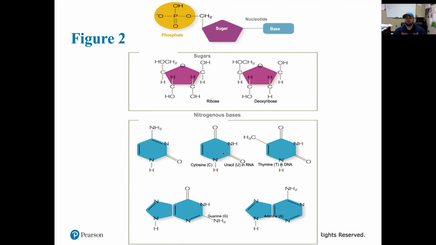Now the pairing is still the same. So cytosine and guanine pair, they match, and then in DNA, adenine and thymine match. Or if you're looking at RNA, you have adenine and uracil matching. Cytosine and guanine will always match, but if you're looking at RNA, you have adenine and uracil. If you are looking at DNA, you have adenine and thymine. Okay, so thymine and uracil are interchangeable depending upon whether you're looking at RNA or DNA.